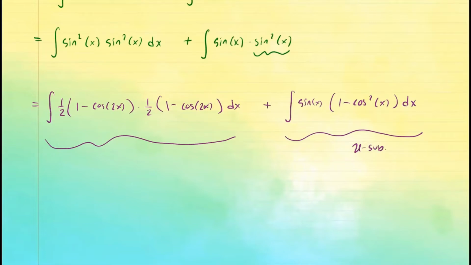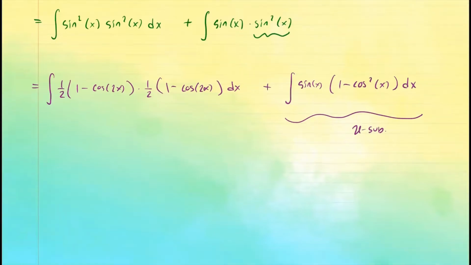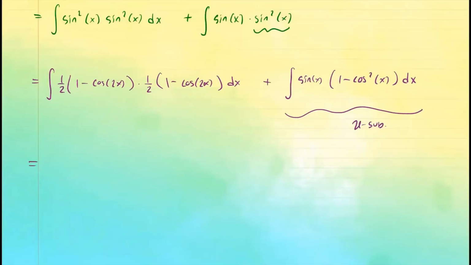But the first one we have to rewrite, so I'm going to go ahead and expand. Let's focus on the first integral. We pull out the 1/2 from both of these, so that's 1/4. We have the integral of, if you FOIL or expand, you'll get 1 minus 2 cosine 2x plus cosine squared of 2x dx.